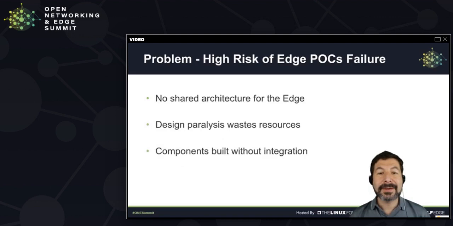The problem that we have is that there's a high risk of proof of concept failures and distributed edge failures in general. There's no shared architecture for the edge, and design paralysis wastes resources where everybody is reinventing how to do this work. And that means that we're building components without end-to-end integration or without a real plan to how things are going to scale.